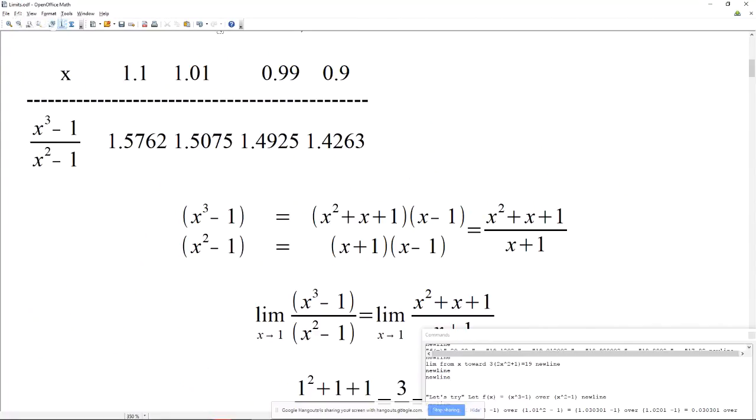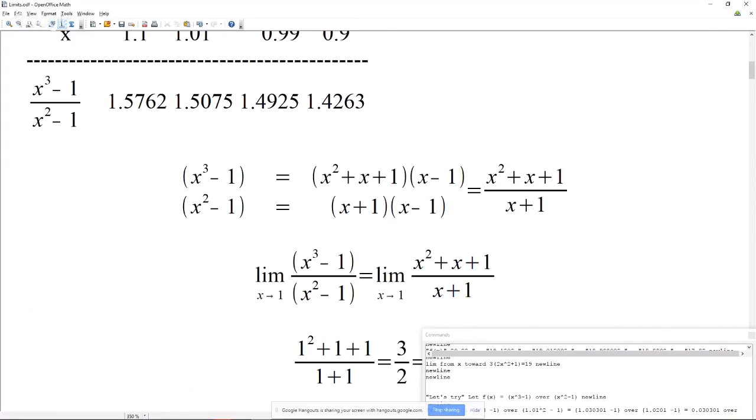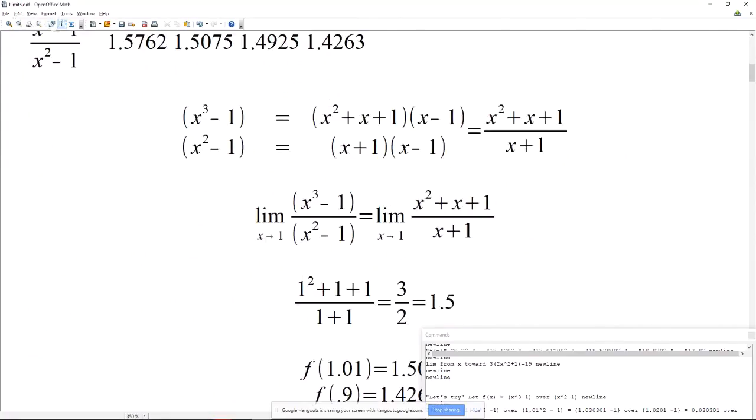Okay, so you can see how we reduce this, right? Okay, so if we go down, we start taking the limit now. We couldn't take the limit in the form of x cubed minus 1 over x squared minus 1.